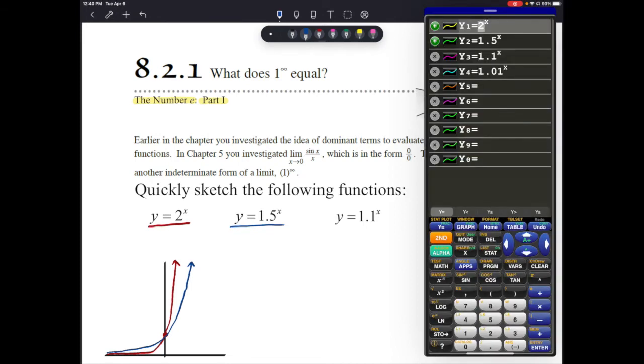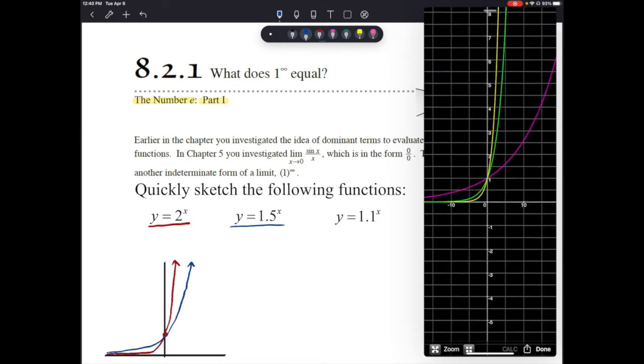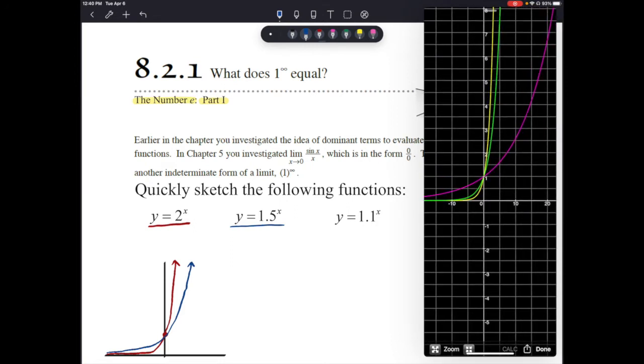Let's go into the next one. We have that 1.1 to the power of x. This one will show up pink on my graph. And you'll see here, this one takes a little bit longer to get up there. As it's going through, I'll actually make that one pink on here as well. So you see it's a little bit more horizontal, and it takes this one a little bit longer to curve upward.